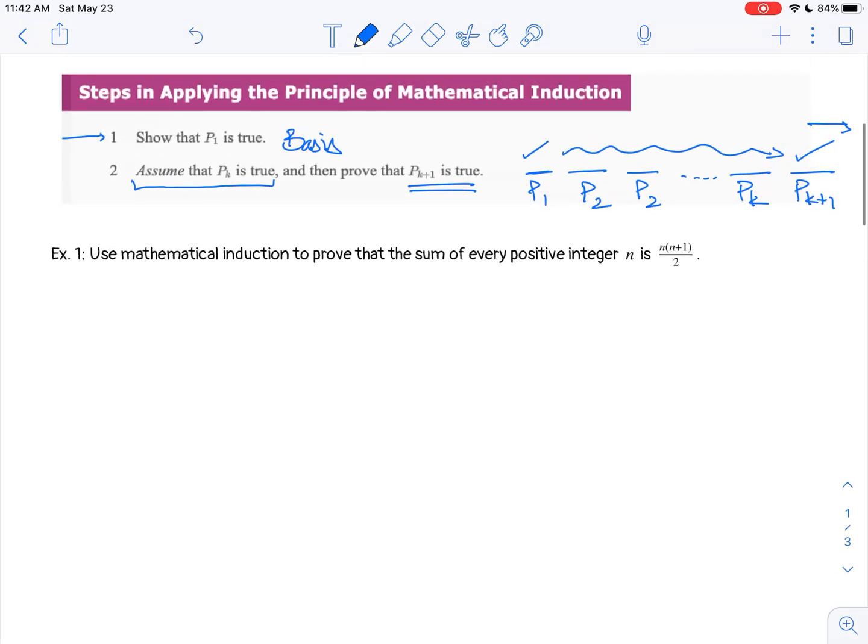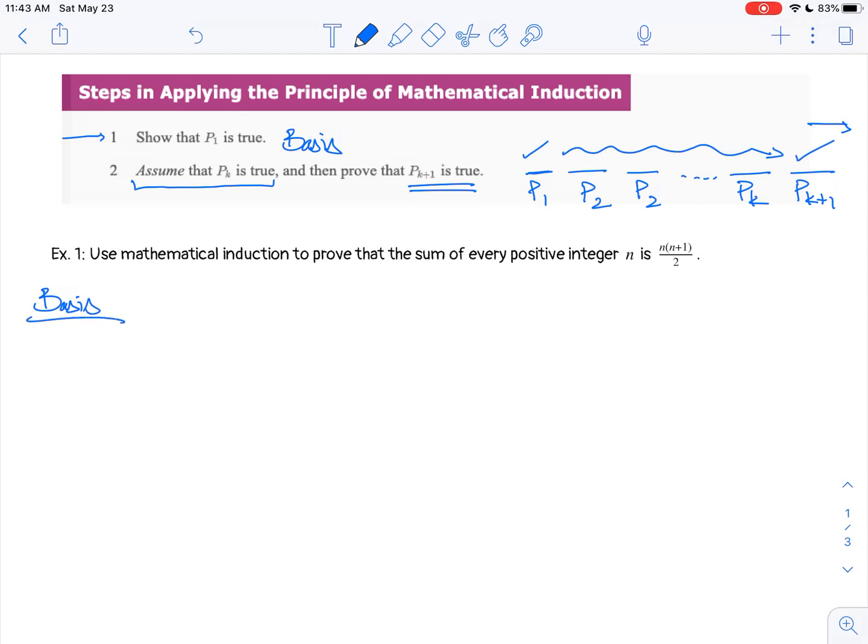All right, let's take a look at question number 1. We're going to use mathematical induction to prove that the sum of every positive integer n is n times n plus 1 over 2. It turns out if you want to add every single positive integer, you can figure out how many you want to add, and then there's a formula that tells you what that number is going to be. So we're going to start with our basis step.